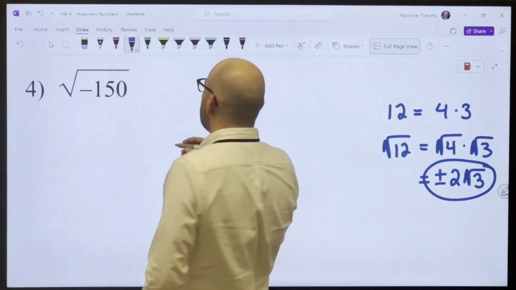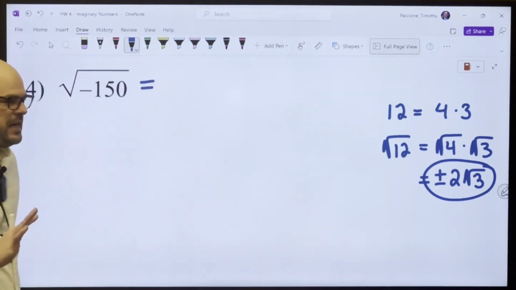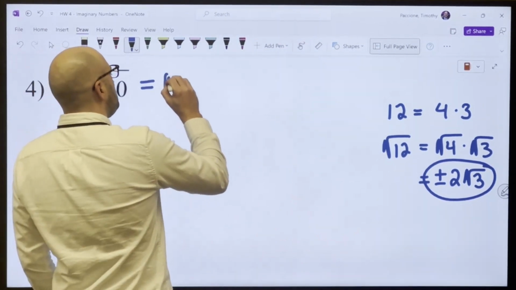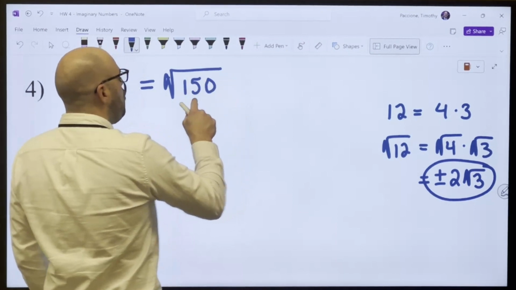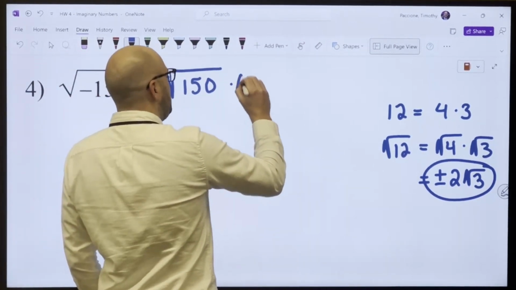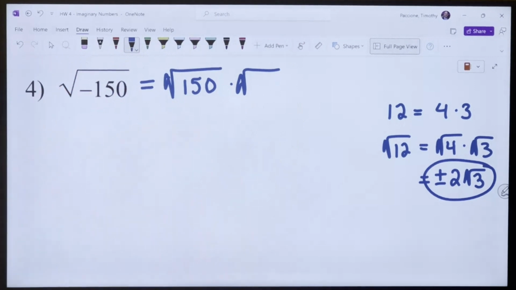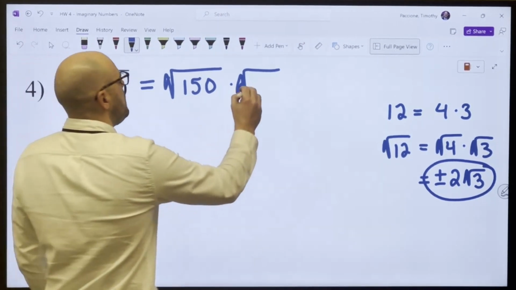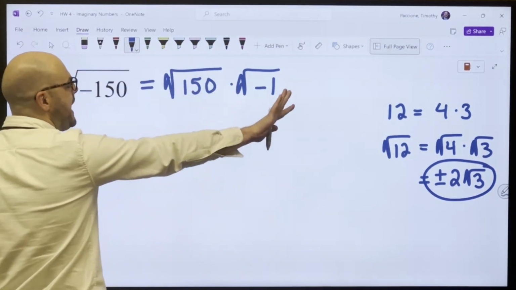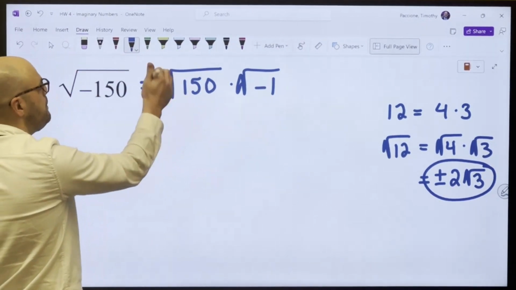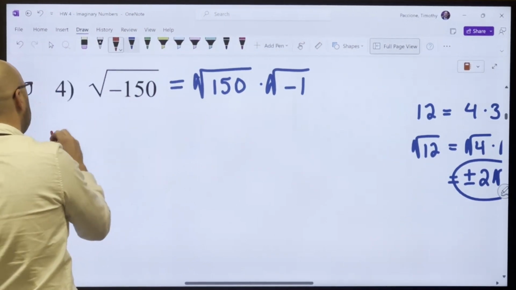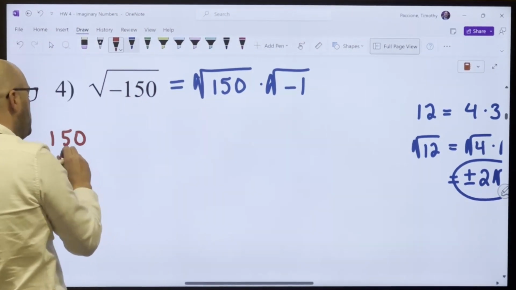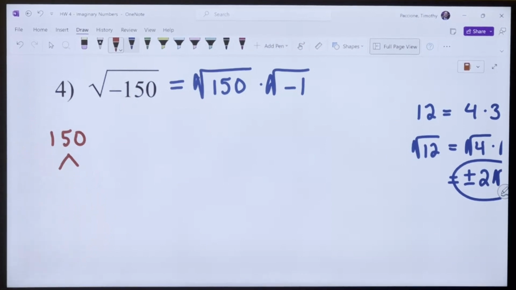Now, if you have a negative, there's a little bit more that you need to do. So you start by saying, well, let me just first get rid of that negative. I can't really get rid of it, but I can pull it out. So 150 times what is negative 150? Negative 1. And now I've pulled that out so I can work with this, right? And then you can take 150 over to the side, or you can do it right here, and you ask yourself, well, are there any perfect squares that go into 150?